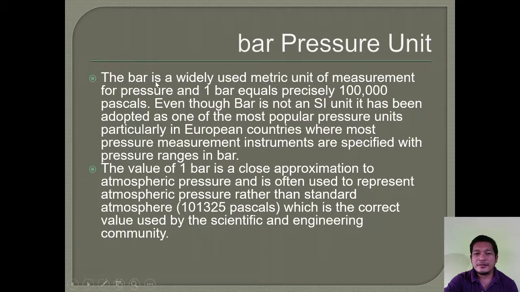Now the bar pressure unit. Bar is a widely used metric unit of measurement for pressure, and 1 bar equals precisely 100,000 pascals. Even though bar is not an SI unit, it has been adopted as one of the most popular pressure units, particularly in European countries, where most pressure measurement instruments are specified with pressure range in bar.